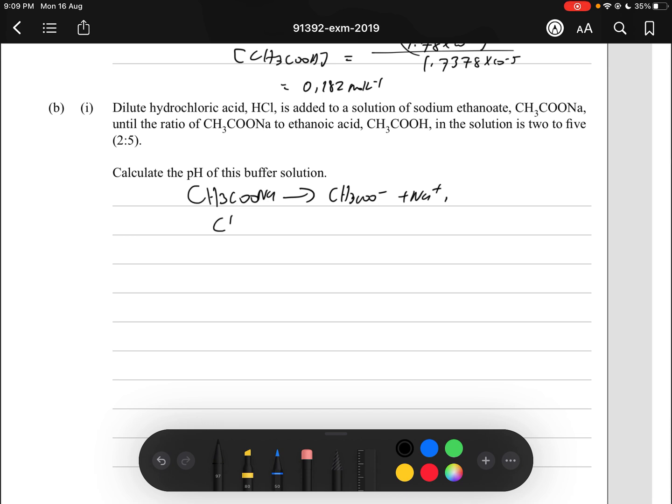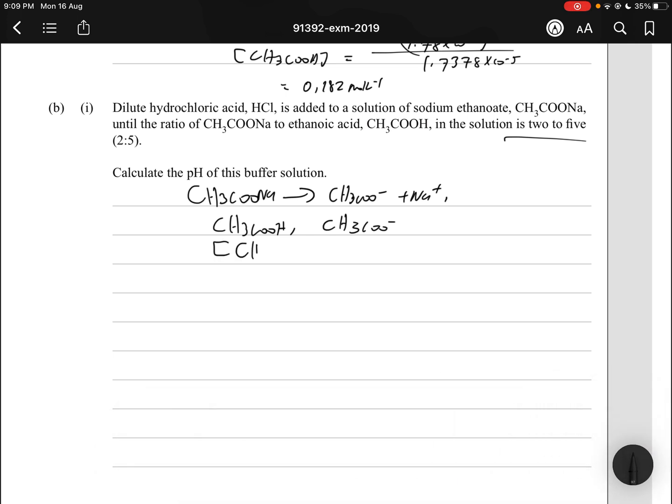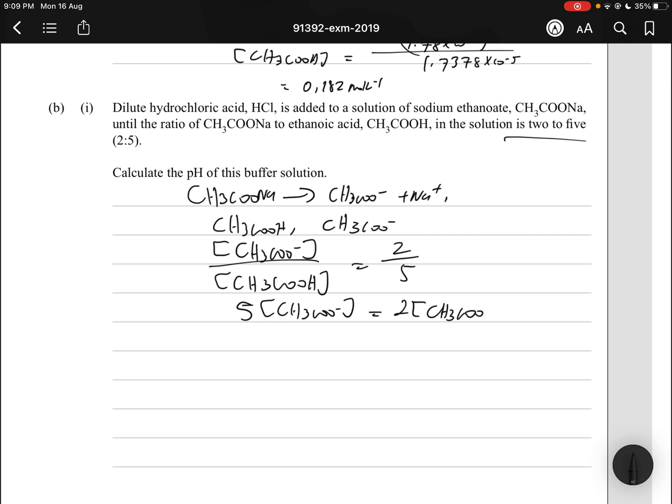So at equilibrium, we're going to have both CH3COOH and CH3COO minus, and we know that this is in a 2:5 ratio. For every 2 moles of CH3COO minus, we have 5 moles of CH3COOH. So we can say that the concentration of CH3COO minus divided by the concentration of CH3COOH is 2/5. Therefore, 5 times the CH3COO minus concentration equals 2 times the CH3COOH concentration.